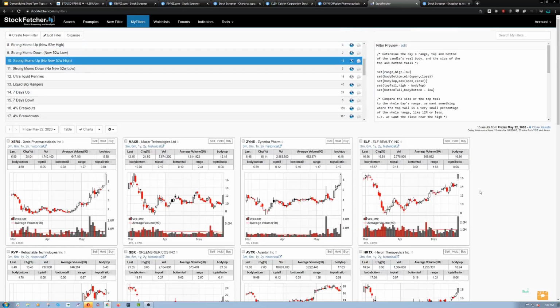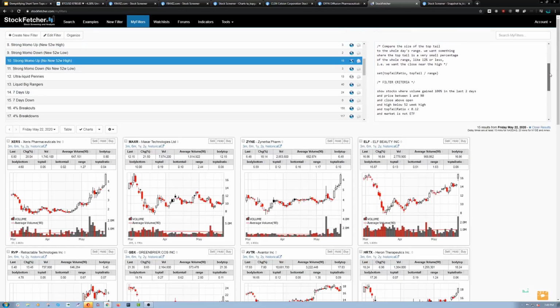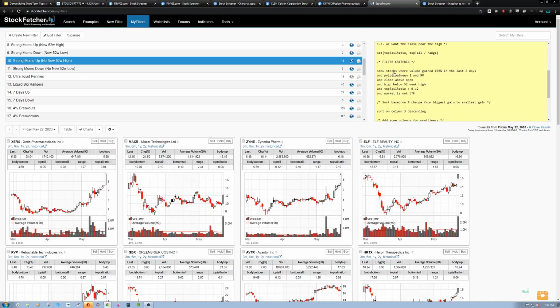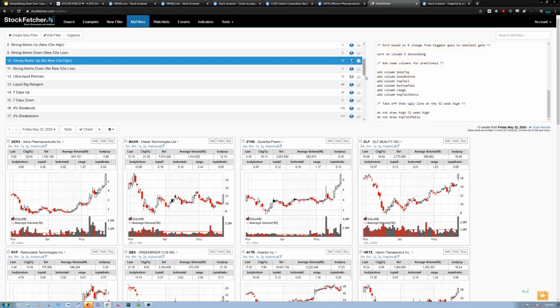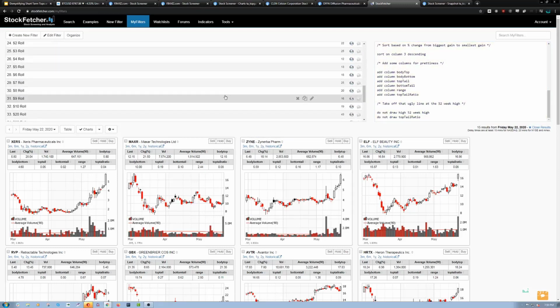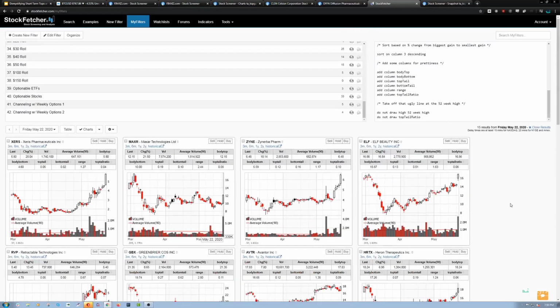So yeah, I use Stock Fetcher. You can custom write your own scans for it and tell it specifically what to look for. Show stocks where the volume gained 100% in the last 2 days. Prices between 1 and 90. And then you can create variables like this top tail ratio, which is the size of the wick on top divided by the size of the entire candle. So you can create custom variables if you're a coder person or a techno geek like me. This is a really cool tool, and I use it all the time for finding good trading ideas.